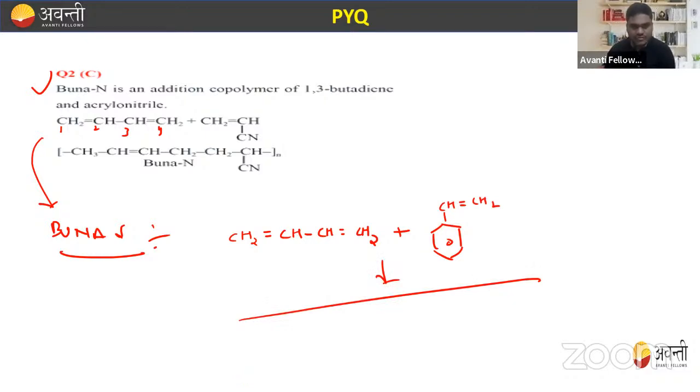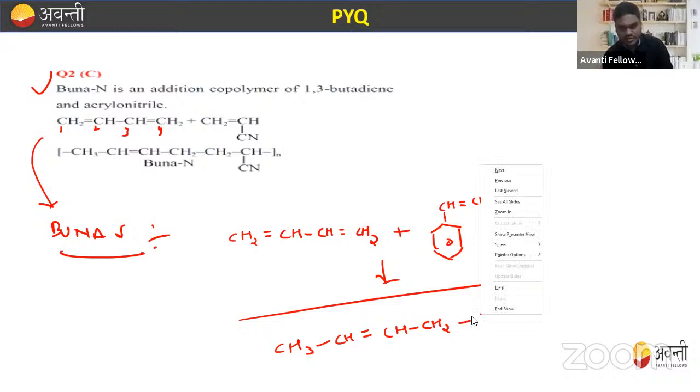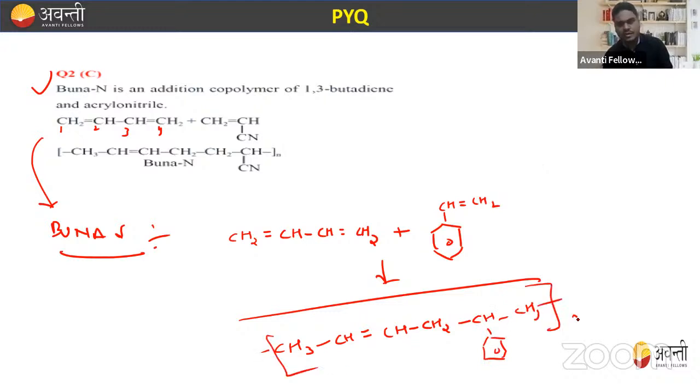The formation of Buna S is like this. That is, it will become CH3 CH double bond CH CH2. Again this will become CH3 CH2. This will become CH, right, and this is CH3. So this is known as Buna S. Right. So Buna N and Buna S.